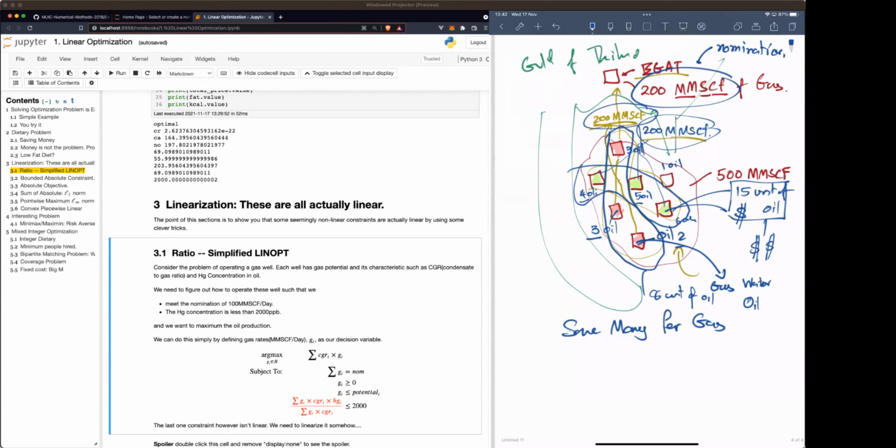So the whole idea is the following, that you want to optimize the oil. You want to maximize the total oil, but you are subject to the fact that you can only produce 200.